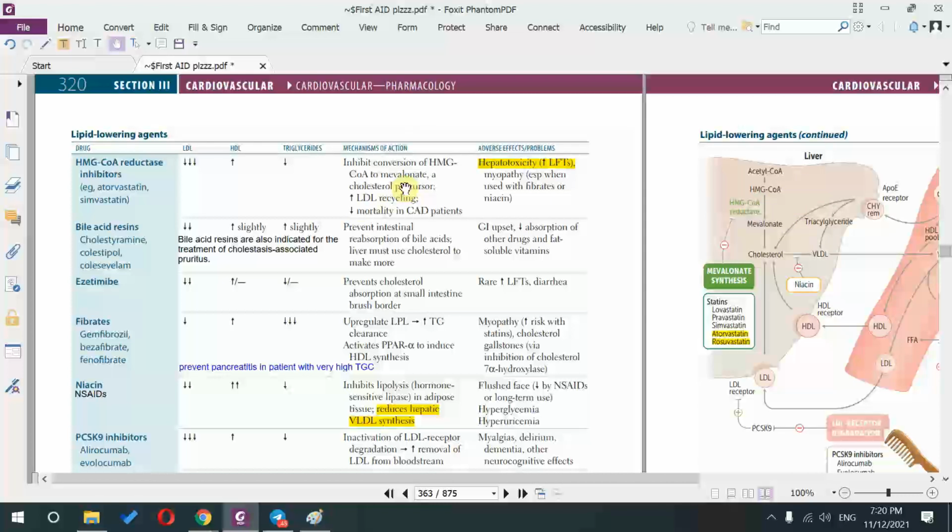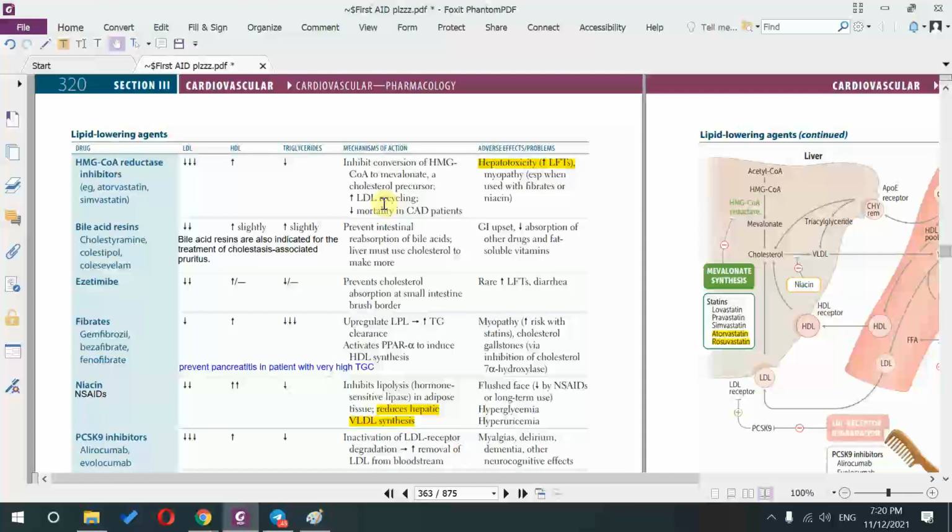So there will be more LDL recycling, which is good, and it decreases the mortality in coronary artery disease patients. If you remember the MONABASH mnemonic I told you about, the S stood for what? It stood for a statin. You always give a statin.